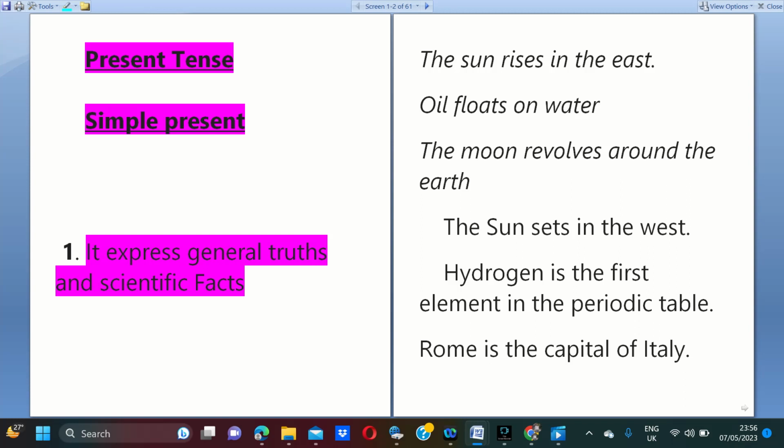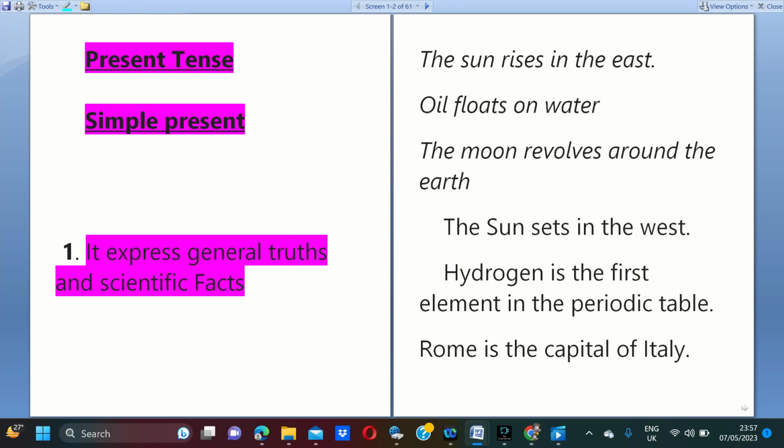Simple present, present continuous tense, present perfect tense, present perfect continuous tense. All these are part of present tense. Simple past, past continuous tense, past perfect tense, past perfect continuous tense. These four are part of past tense. Simple future, future continuous tense, future perfect tense, future perfect continuous tense. All these are part of future tense.